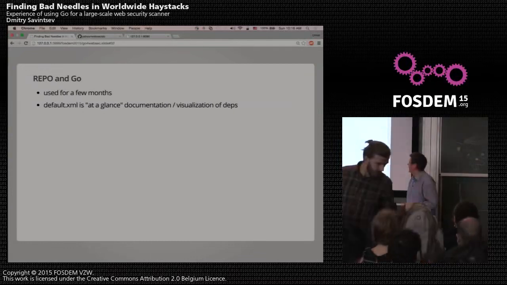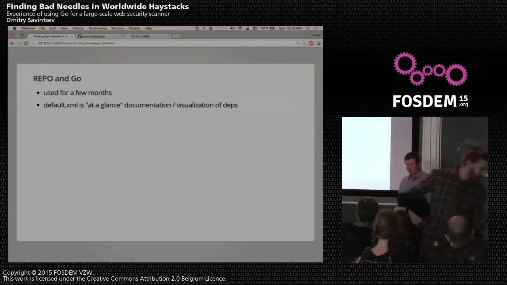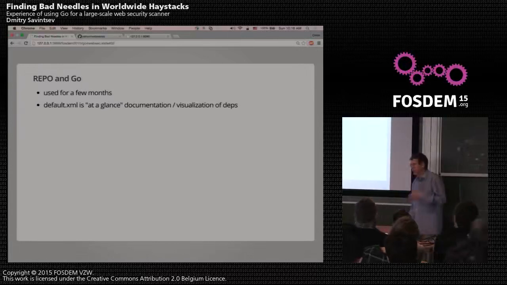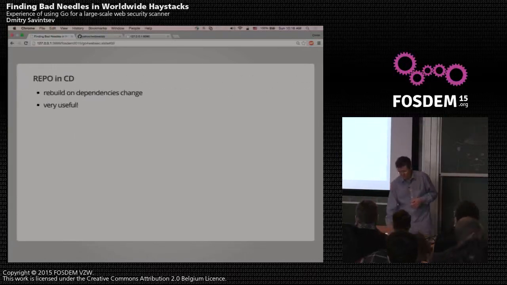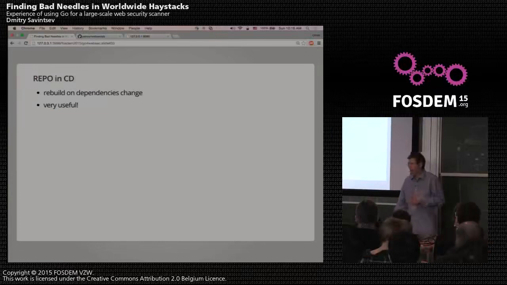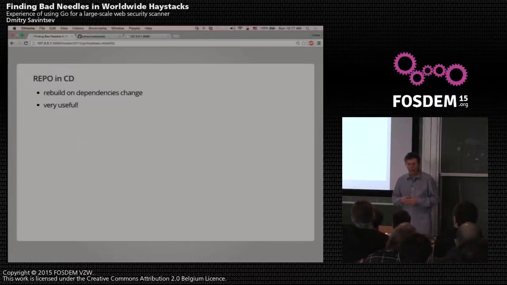We used it for a few months, and there are some advantages. For example, default.xml serves as at-a-glance documentation, and it shows you all the dependencies in one place. Also, our CD system has a nice feature that if the dependencies change in default.xml, it triggers a rebuild. It wasn't built for Go, it was built for Android libraries, but we reused it, and it came to be very useful.